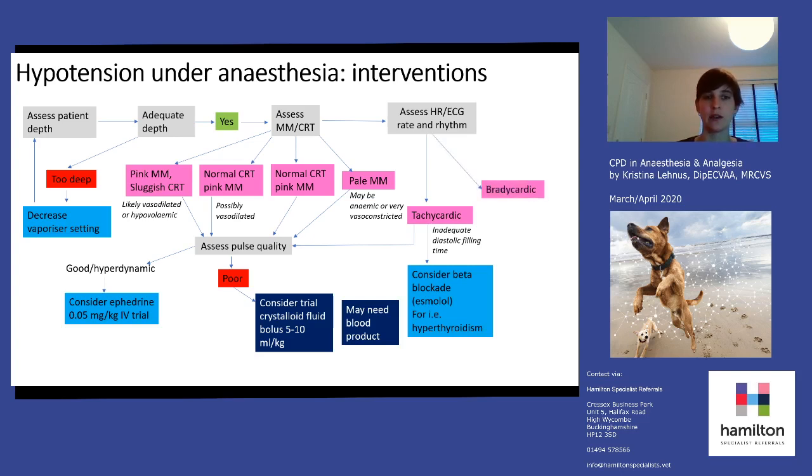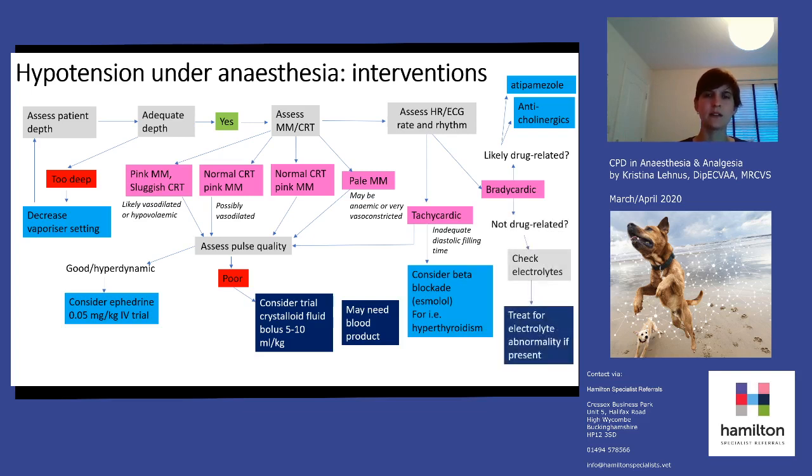If your animal is bradycardic and that's causing the hypotension, then you need to work out, has it had alpha-2 agonists, in which case it probably needs atipamezole, because we're in that phase where the alpha-2 agonists are causing hypotension with a bradycardia in the absence of increased vascular tone. Or if it's an opioid, for example, and it's increased parasympathetic tone, you might need some anticholinergics like glycopyrrolate or atropine. If you don't think it's drug-related, then it's worth checking the electrolytes and treating for any abnormalities that might be present.